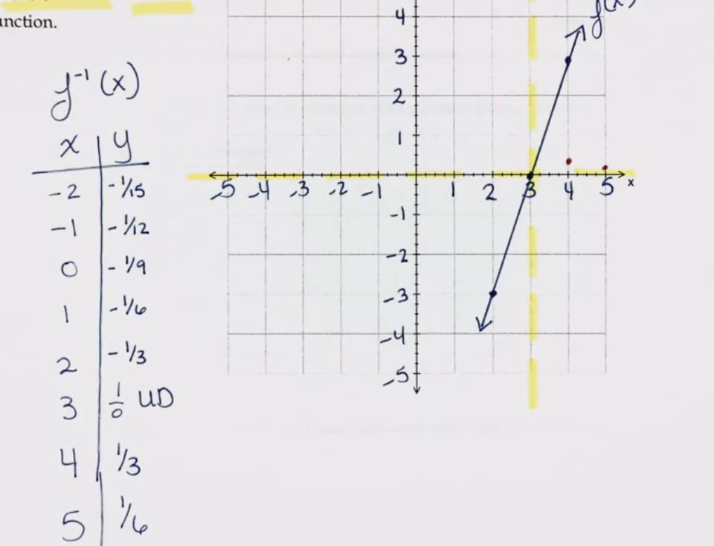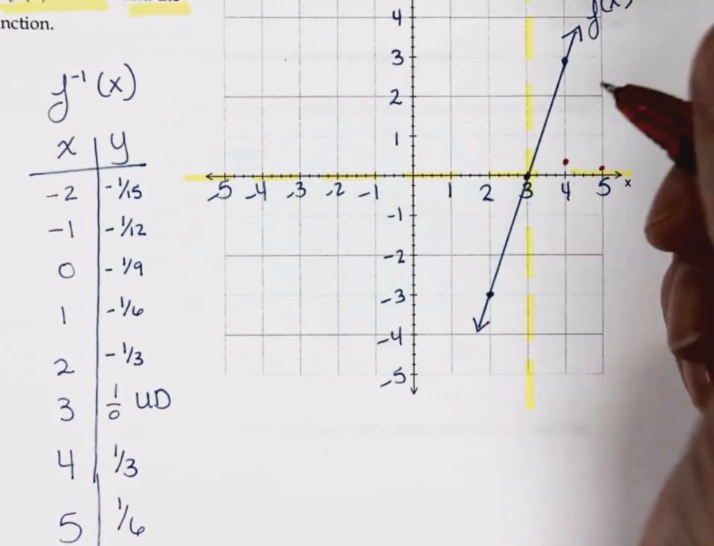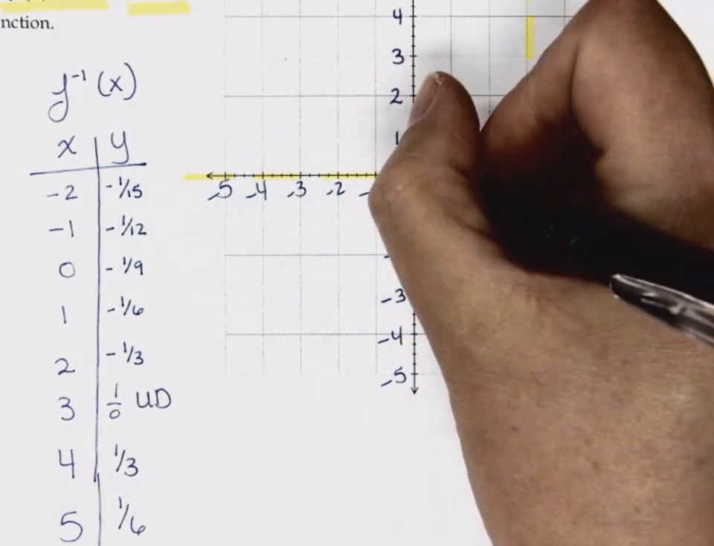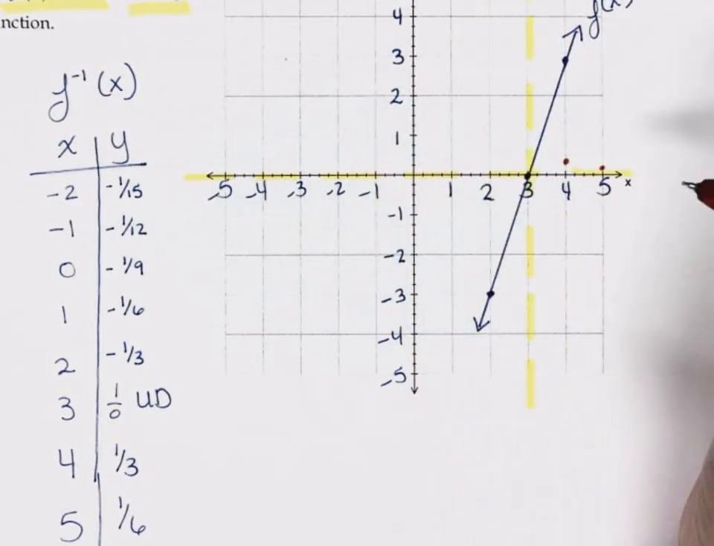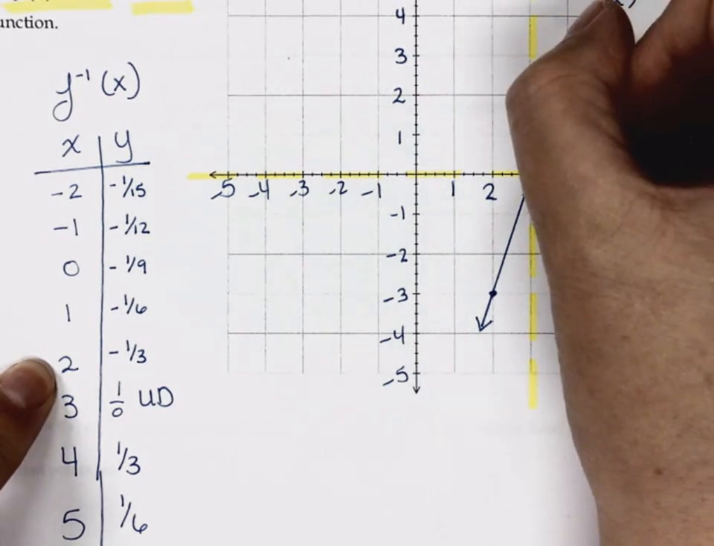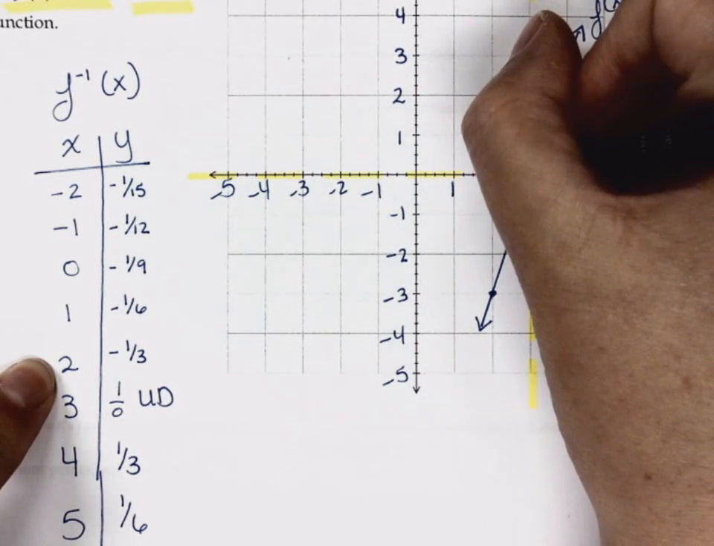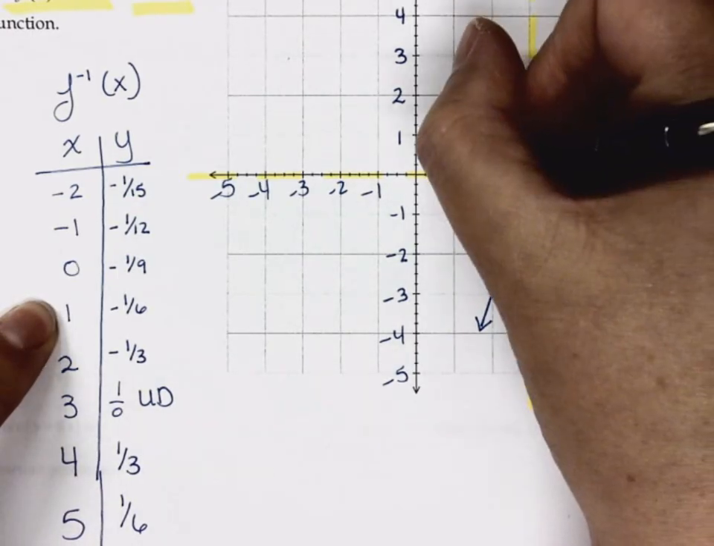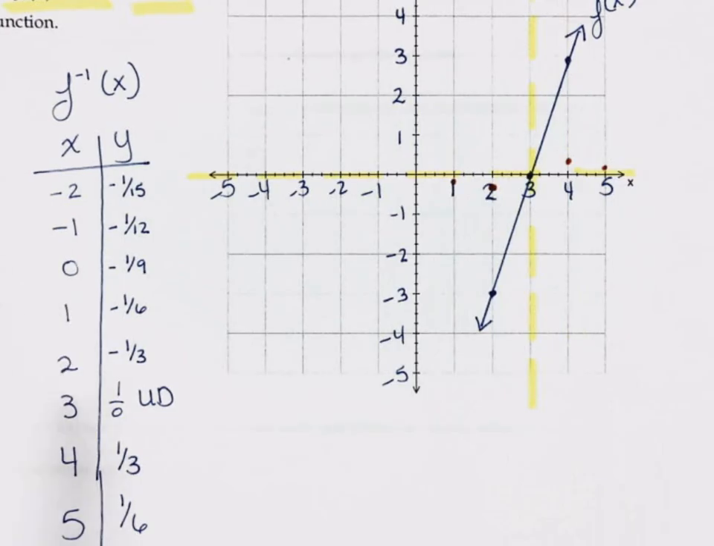Okay, we've got a ton of points on the left-hand side. So I know at 0, I'm at a -1/9. Maybe I don't want to go that much. 3 is undefined. 2 is -1/3. So that's my 1/3. 1 is 1/6. Okay, so what's the rule about asymptotes? Do not cross, do not touch. But you want to get close to them.